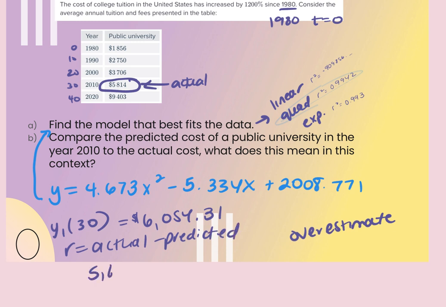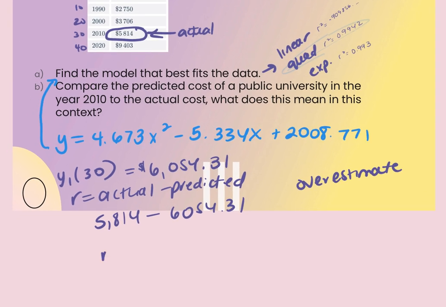Actual being 5,814, predicted meaning 6,054.31. So 5814 minus 6054.31, and my R is a negative 240.31. Remember, if R is negative, the model is an overestimate. If R is positive, the model is an underestimate. You with me so far?